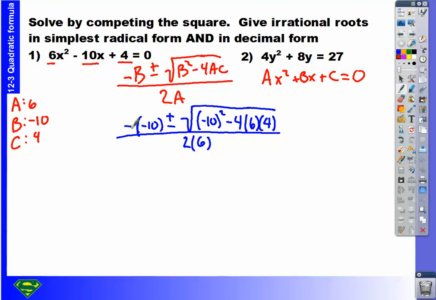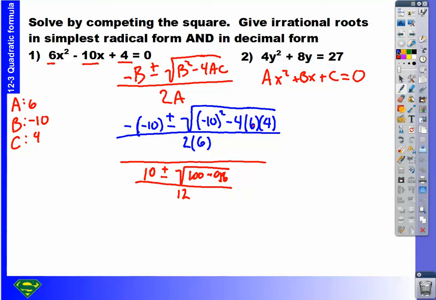So subtracting negative 10 is the same as 10 plus or minus the square root of, what is negative 10 squared? Well, negative 10 squared is 100 minus, so we have negative 4 times 6 times 4, so that would be a negative 96. And this is all over 12.